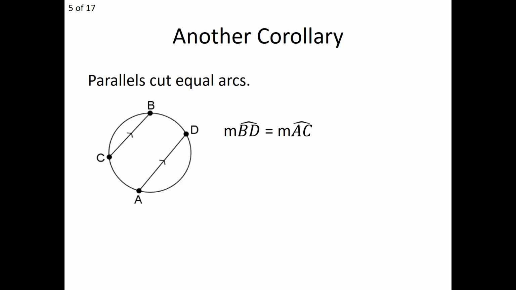Another corollary of the inscribed angle theorem is that parallel chords cut equal arcs, which means if you've got parallel chords BC and DA, you can claim that arc measure BD is equal to arc measure AC. And we'll see some use of that in some of our application problems.